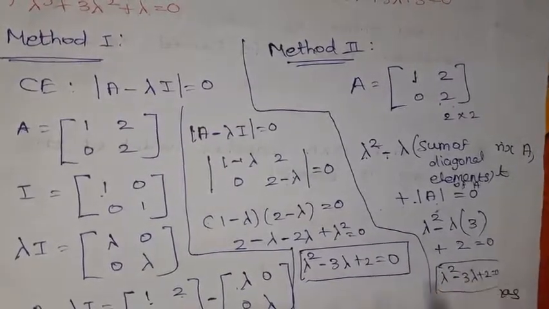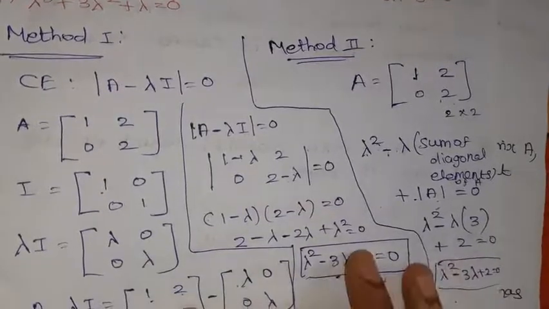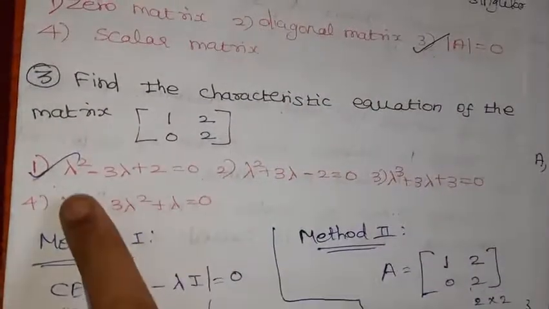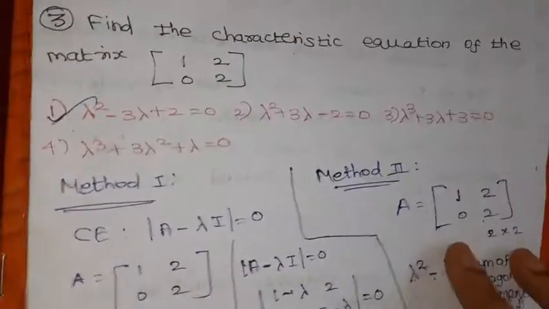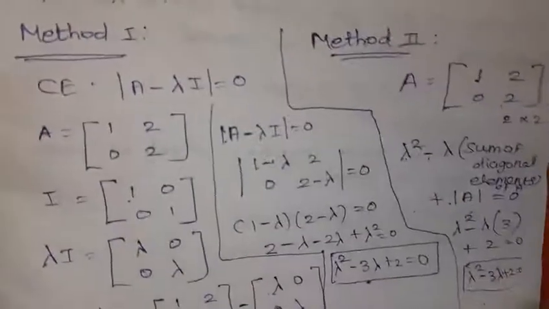So see, by using method 1 and method 2 we get the same result. The answer is lambda squared minus 3 lambda plus 2 equal to 0. So these are the two methods to find the characteristic equation of the given matrix.